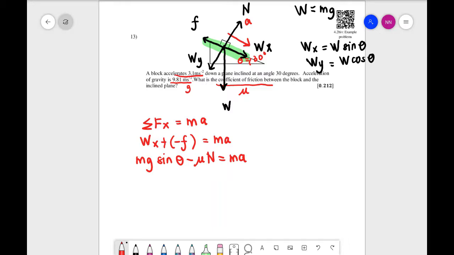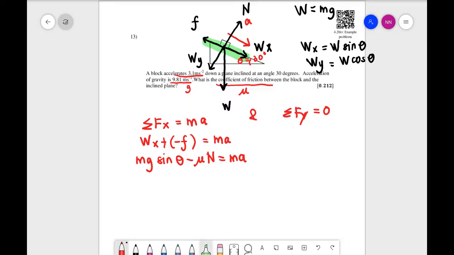So we leave this equation first and consider the y component. Net force y equals 0. For the y component, this block is in equilibrium. It doesn't move in the y component, so it is in equilibrium. It only accelerates in the X component. So net force X equals ma, and net force Y equals 0.